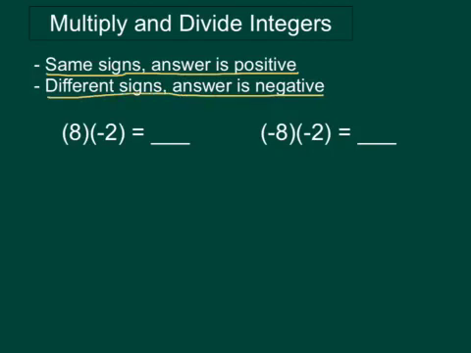So 8 times negative 2. You just do 8 times 2, which gives you 16. You only had one negative, so the signs were different, so your answer is negative 16. A negative 8 times negative 2, again you get 16, but a negative times a negative gives you a positive, so it's a positive 16.